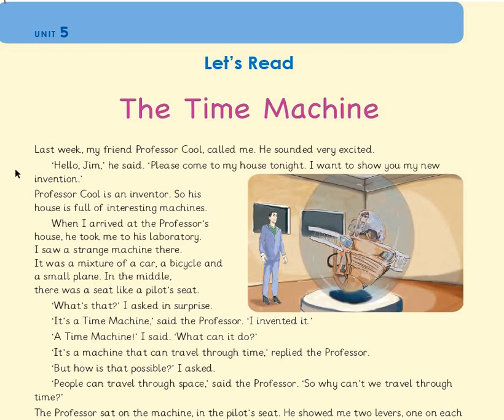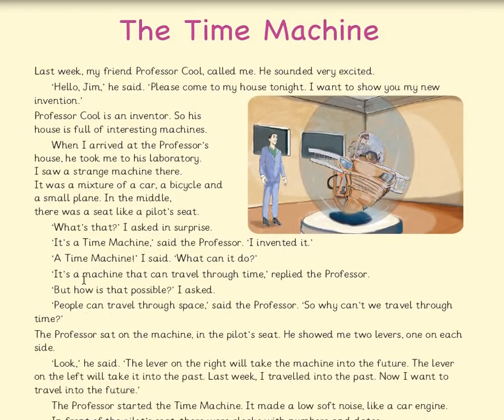The Time Machine. Last week, my friend Professor Cool called me. He sounded very excited. "Hello, Jim," he said. "Please come to my house tonight. I want to show you my new invention." Professor Cool is an inventor, so his house is full of interesting machines. When I arrived at the professor's house, he took me to his laboratory. I saw a strange machine there. It was a mixture of a car, a bicycle, and a small plane. In the middle, there was a seat like a pilot's seat. "What's that?" I asked in surprise. "It's a time machine," said the professor. "I invented it." "A time machine," I said. "What can it do?" "It's a machine that can travel through time," replied the professor. "But how is that possible?" I asked. "People can travel through space," said the professor. "So why can't we travel through time?"